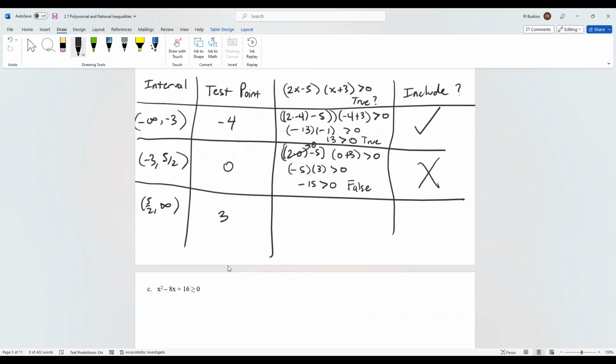All right, the last section, we're now plugging in 3 for x. So we have 6 minus 5, which is just going to be 1. And then 3 plus 3, which is 6. And so that's going to give us 6 is greater than 0. That is true. And therefore we include this interval.